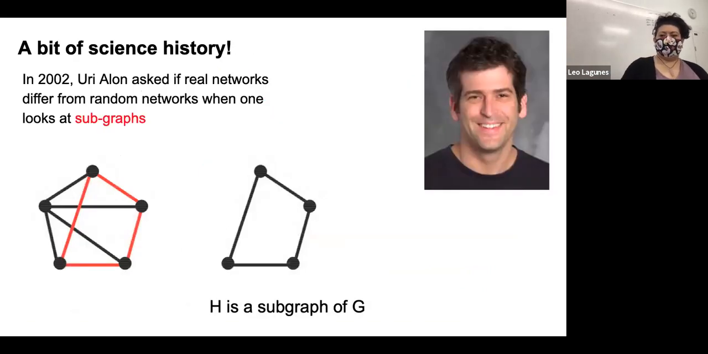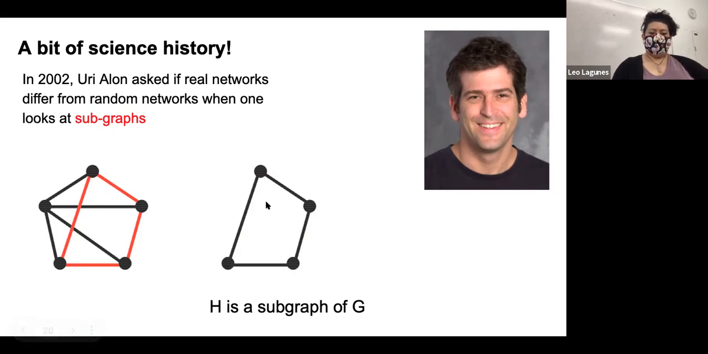So just a little bit of history. In 2002, Dr. Uri Alon, I hope I'm saying that right, asked if a real network differs from a random network when we're looking at subgraphs. So networks were these types of connected graphs, where each dot represents a node. If you have nodes that are connected to other nodes, you can have this network of nodes that are talking to each other. But can we learn something about this real network if we're only looking at a sub piece of it?